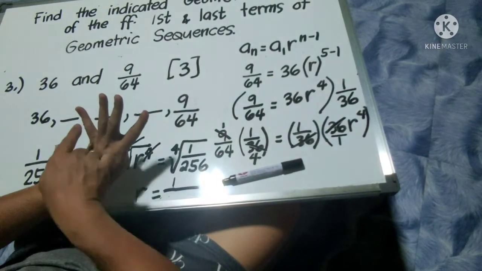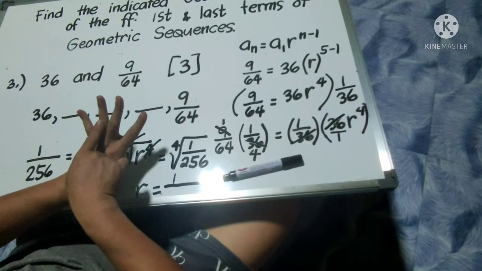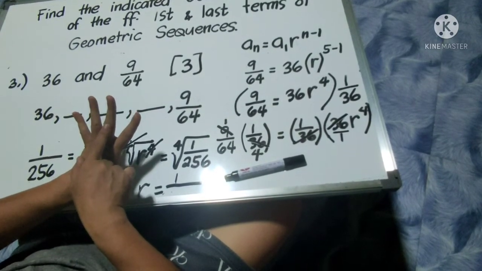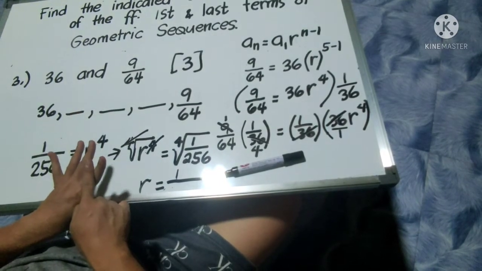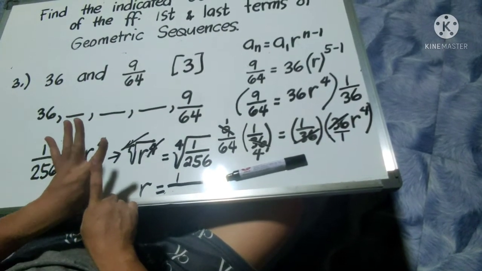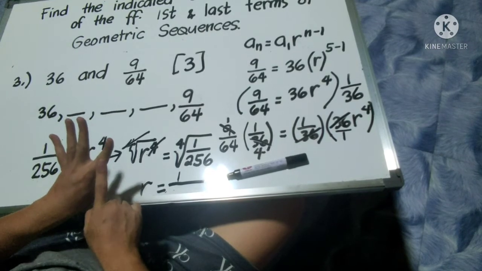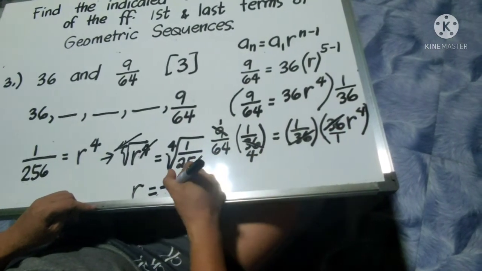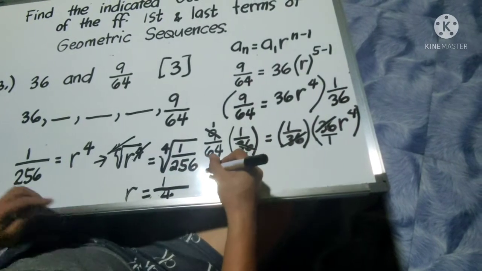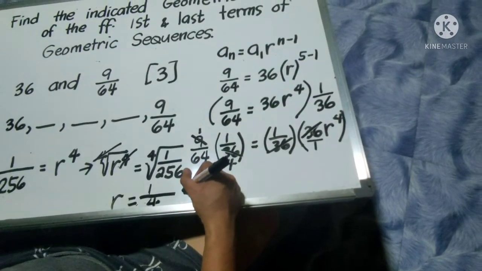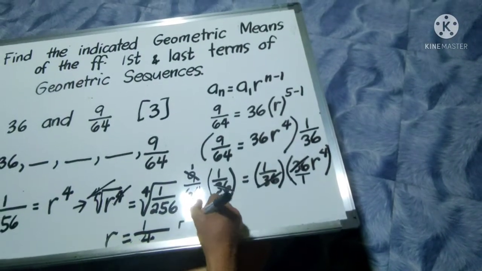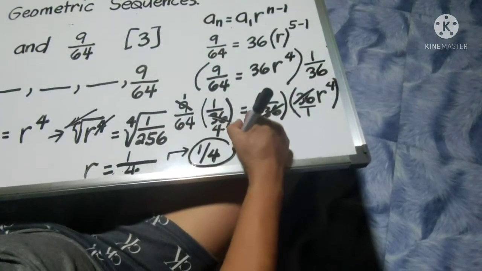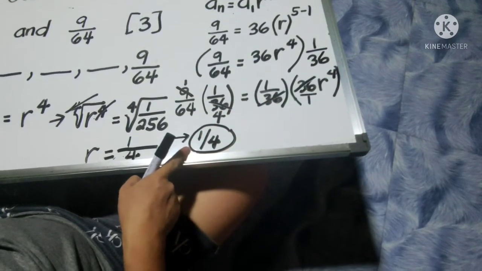Let's check. 4 times 4, 16 times 4, 64. 64 times 4. Okay? 64 times 4 is 256. Therefore, the fourth root of 256 is 4. So our r, let me just write it here. Our r is 1/4. So this is our value of r, 1/4.